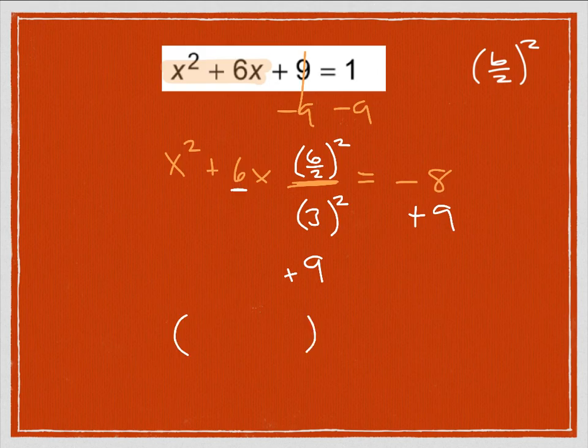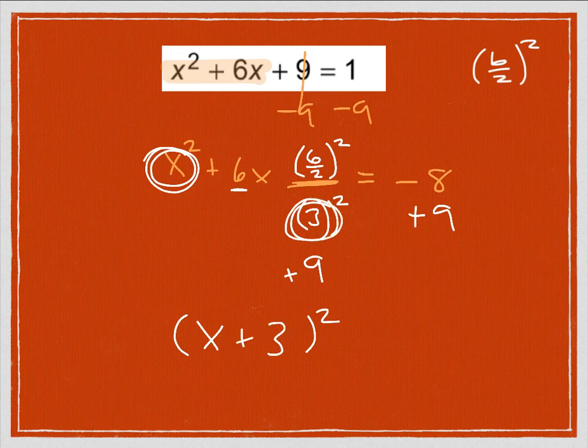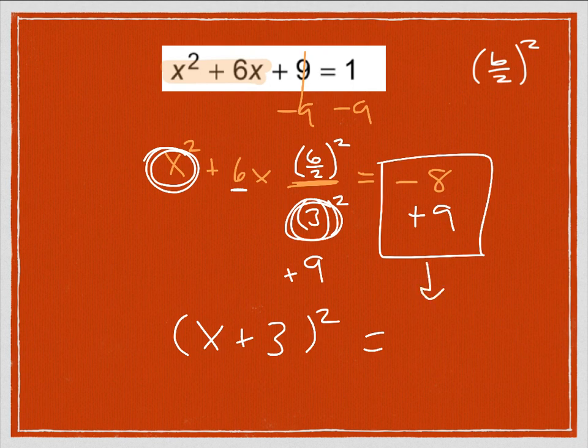Now we can draw our parentheses. What's going to go inside of our parentheses? So the two things that are squared, we have that x, and then what else is squared? 3. So x plus 3, and then that's going to be equal to, what is -8 plus 9? One.